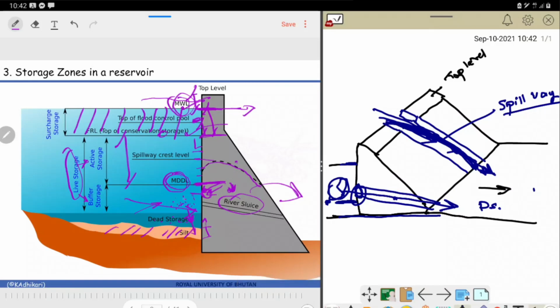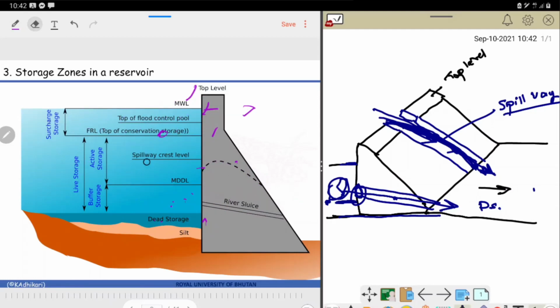And the buffer zone is the zone that is below the maximum drawdown level and above the dead storage. Now one thing that we need to understand from this diagram is, although I have drawn it, it is not drawn to scale. Let me explain this. Although I have shown this level almost equal to this level, right, in the real world this is not drawn to scale.